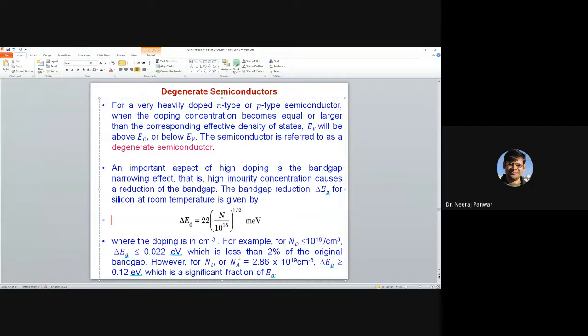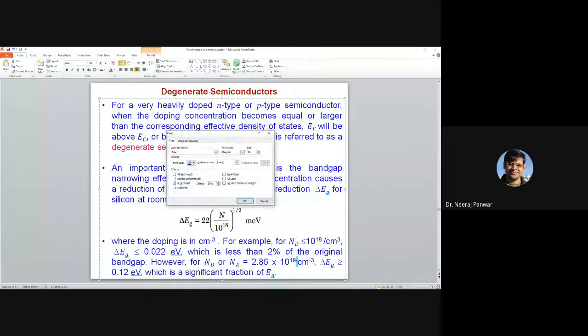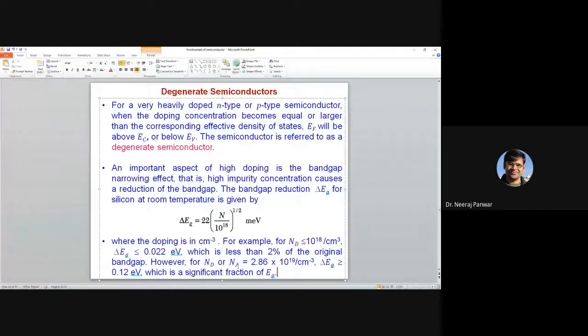However, if we have ND equal to 10 to the power 19 per centimeter cube, in that case the change in band gap would be significant. With this value, we can see that the change in band gap is equal to 0.12 electron volt, which in comparison to 1.1 electron volt is significant. So when we increase the doping level, the reduction in band gap is significant when it is comparable to the effective density of states. Is there any question?